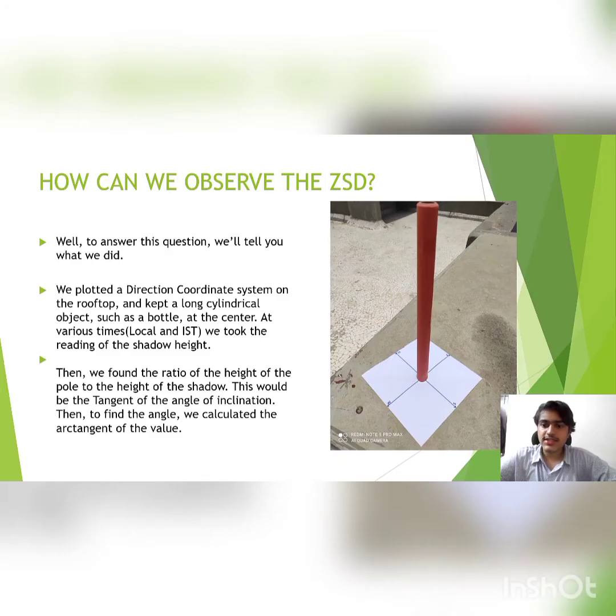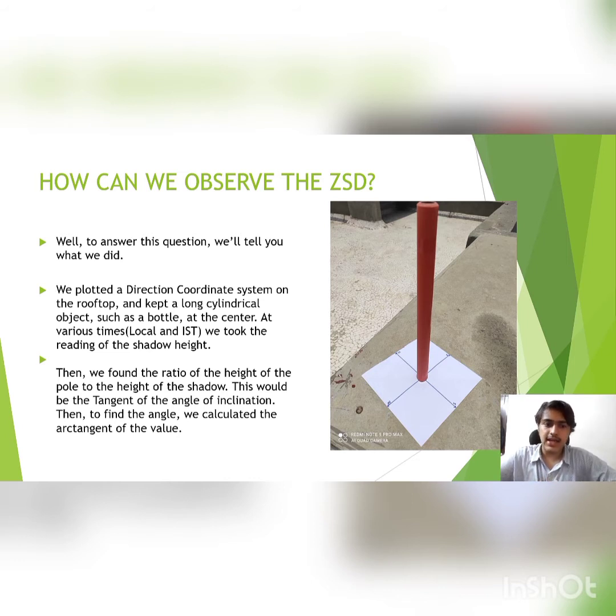So, what exactly did we do on the zero shadow day? Well, we found out the angles of inclination of the sun at various times. How did we do that? Well, first we plotted a directional coordinate system and we placed a long cylindrical object at its origin point. Then we took the readings of the height of the shadow of the object at various times. We took the readings in both IST and local time terms.